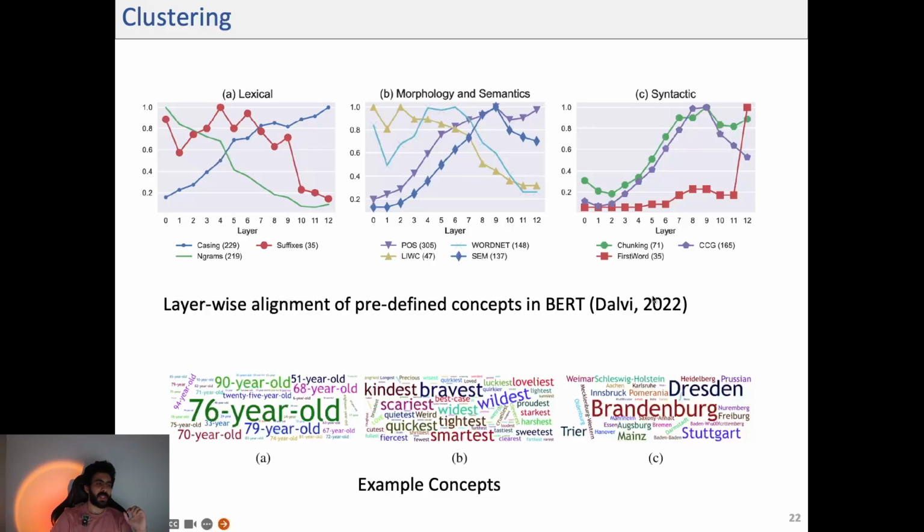Then we go into morphology and semantics, which is what the word means. In the second plot, B, we look at morphology and meaning. POS is part of speech. LIWC are psychological categories, like said words, for example. WordNet are semantic categories, like animal, emotion. And here we see a rise towards the middle and deeper layers. This means BERT is starting to understand what words are and how they relate to ideas.